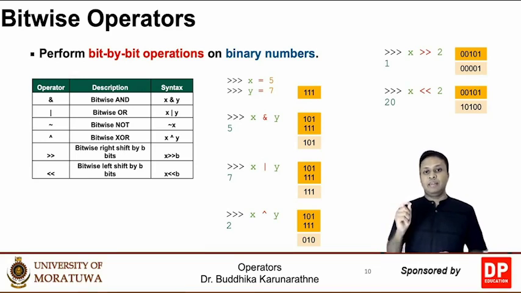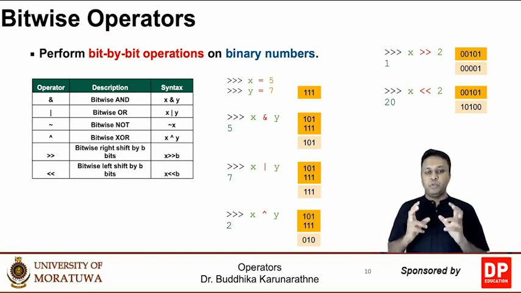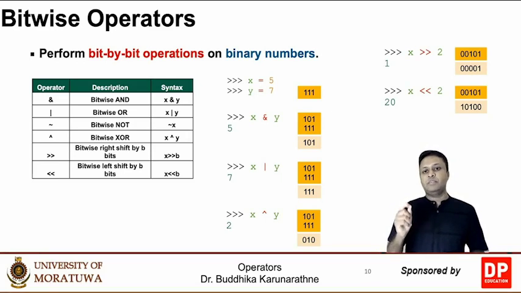You also have the right shift and left shift operators. Left shift shifts left a binary value by pushing zeros in from the right and letting the leftmost bits fall off. Right shift, on the other hand, shifts right by pushing copies of the leftmost bit in from the left and letting the rightmost bits fall off.